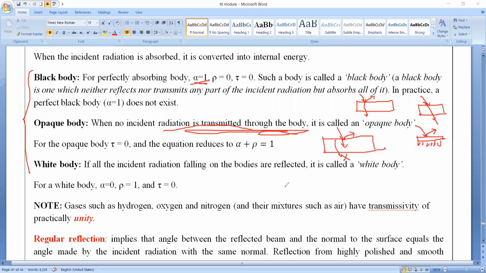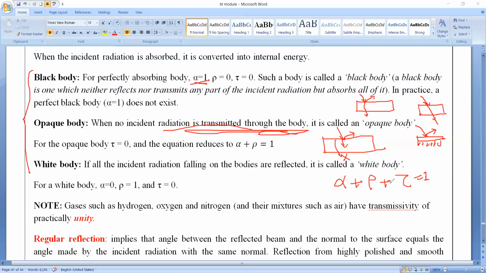So remember, if no radiations are transmitted through the body, then transmissivity tau will be equal to 0, and we are left with alpha and rho. Because for an ideal body, how can I write the equation? Alpha plus rho plus tau is equal to 1. This is the equation for the ideal condition.